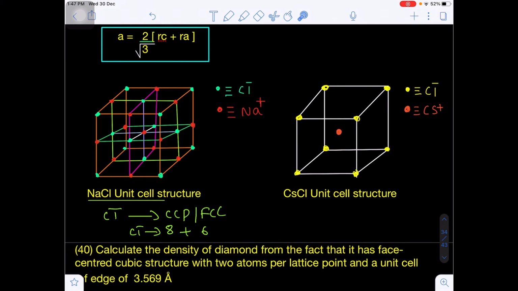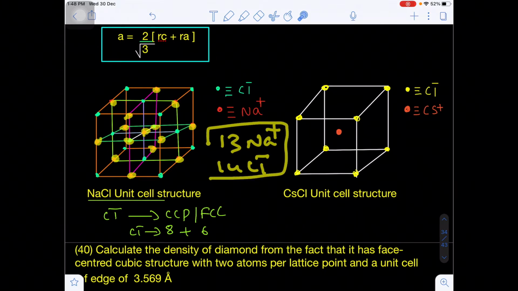Okay, apart from that, the sodium ions will be located at the body center. You see, this is the center of the body. There is one sodium ion located, and at each edge center there is one more sodium constituent particle present. Yes or no? So how many edges are there in total? 12 edges we have. So 12 into 1, 12 sodium ions, and 1 sodium ion at the body center. So a total of 13 sodium ions and 14 Cl minus ions will be present per unit cell of NaCl.